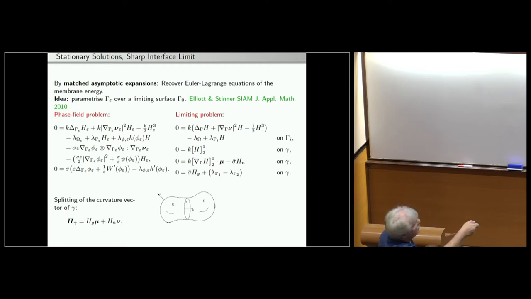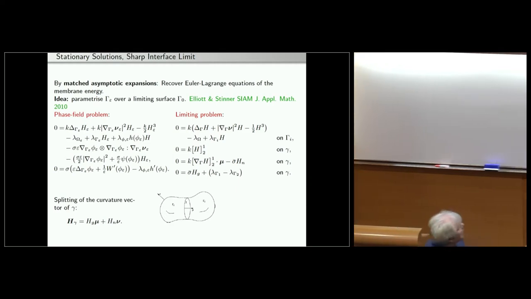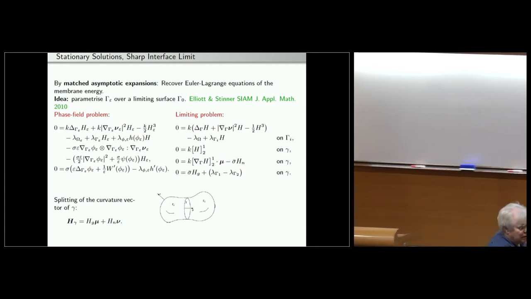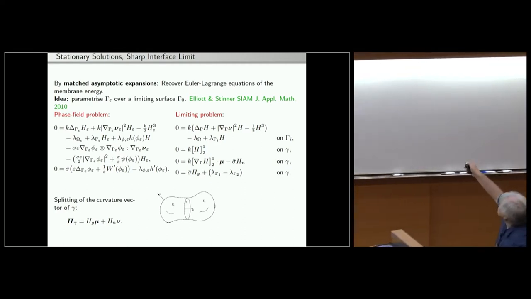This is one of the simplified settings where constants are independent of phi. This is the elliptic equation which is associated with the Willmore energy. So we have the Laplace-Beltrami operator acting on the mean curvature, and this is the surface divergence of the surface gradient of the normal. So it's a little bit different from surface diffusion in that we have these extra terms.